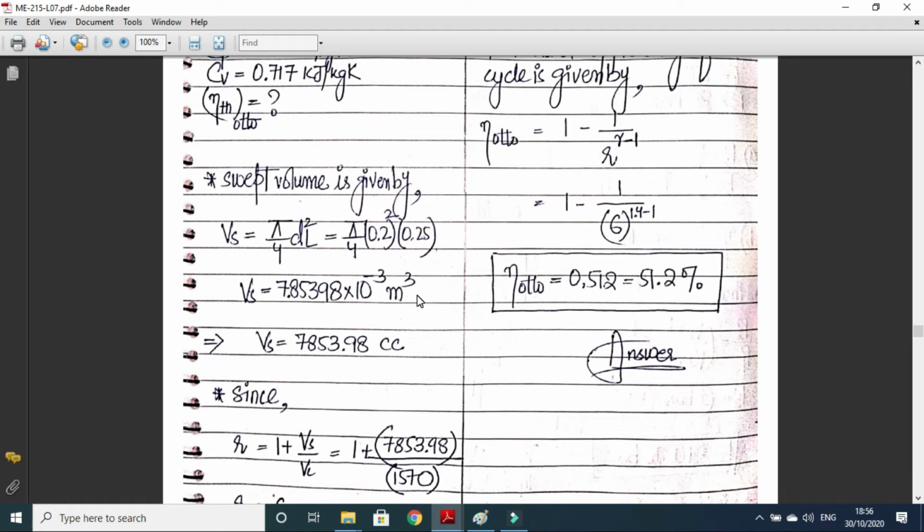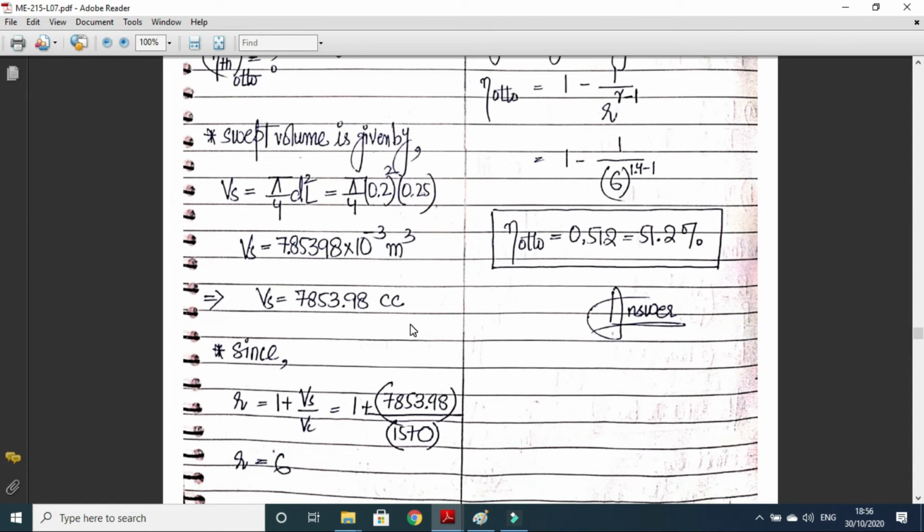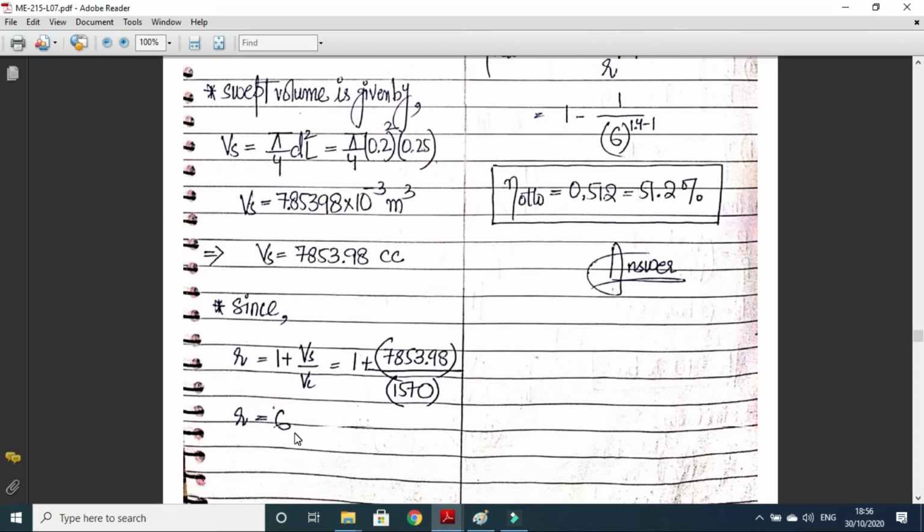We can convert it into cc because clearance volume is also in cc. So we need to multiply by 10 to the power 6. So compression ratio is coming out to be 6. So it's a logical value. And if your concepts are clear, you can confirm this value as well.